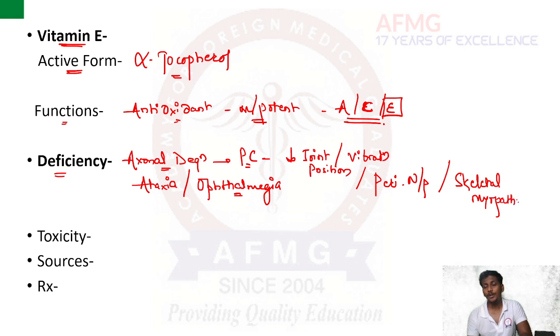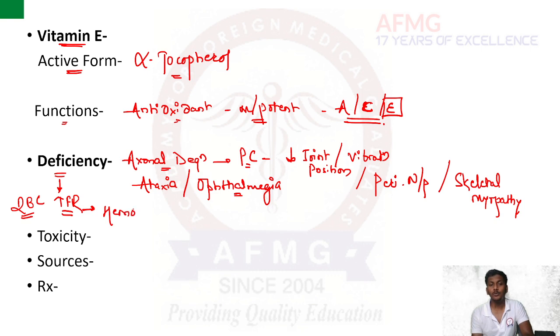And a very important finding, as we know that vitamin E is an antioxidant, therefore it also acts as an antioxidant in the erythrocytes or the RBCs, where it destroys the free radicals. But if vitamin E is deficient, the free radicals inside the RBCs will increase, and that can cause hemolysis, and that can land the patient in hemolytic anemia. So vitamin E deficiency can also cause hemolytic anemia in the patient.